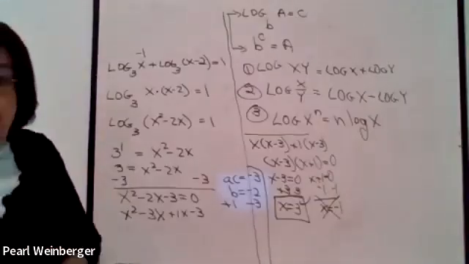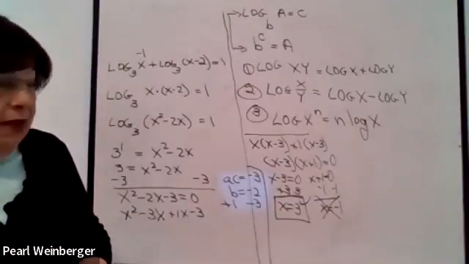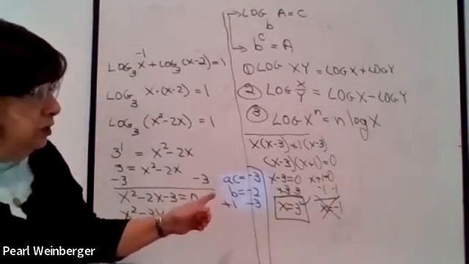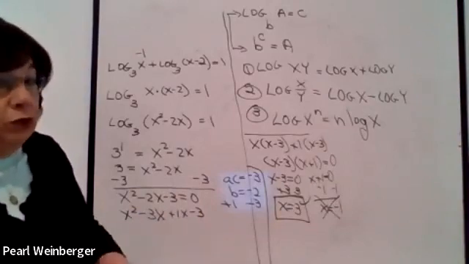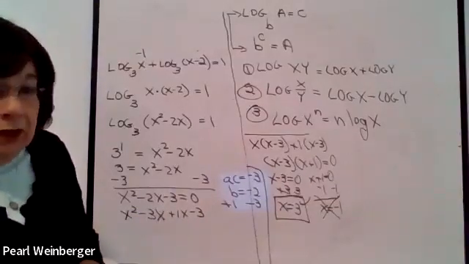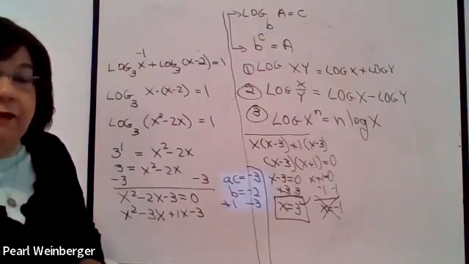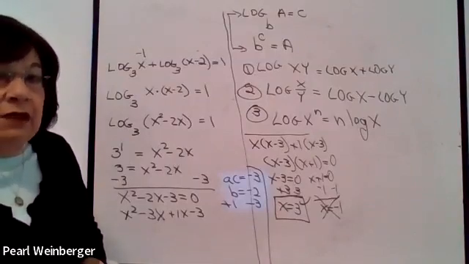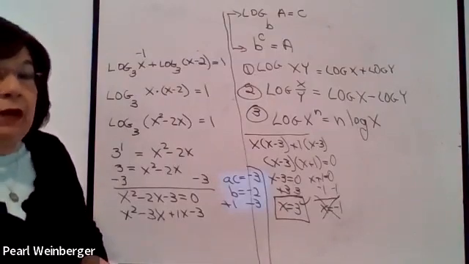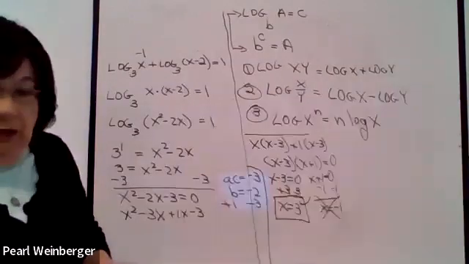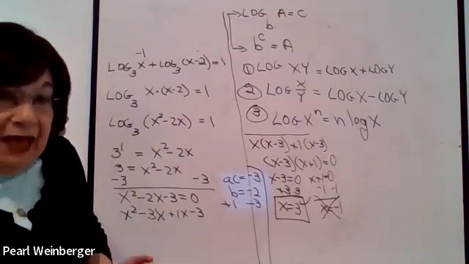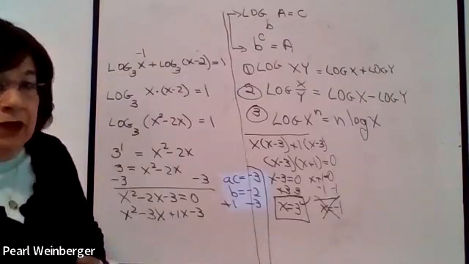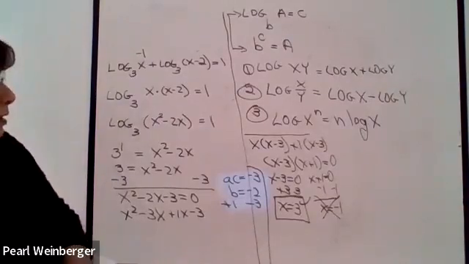And if you had a multiple choice question and it gave you both answers and you picked 3 and -1, your answer, even though you did all the work correct, would be incorrect. Only the 3 is correct. The -1 is an extraneous root because by definition, you can only do the log of a positive number. It can't be 0, it can't be negative.